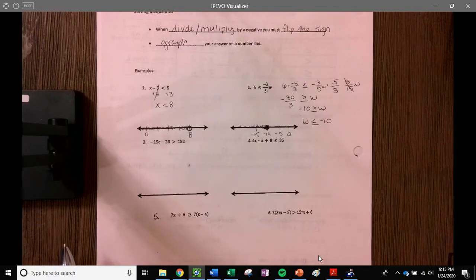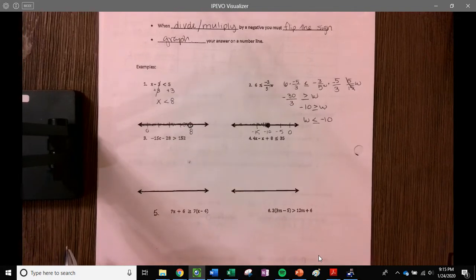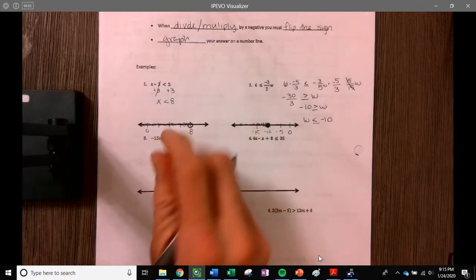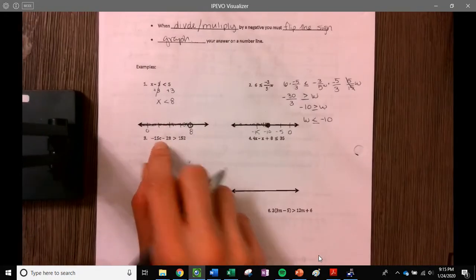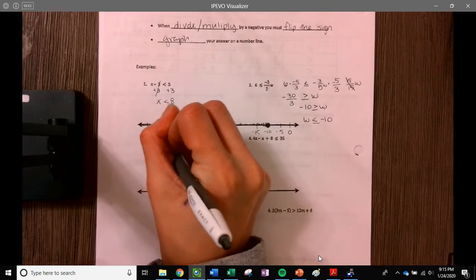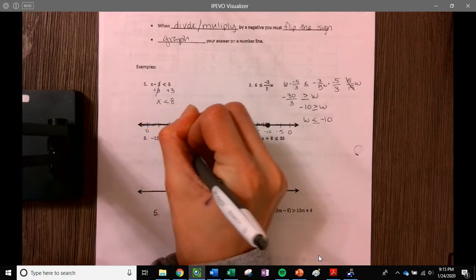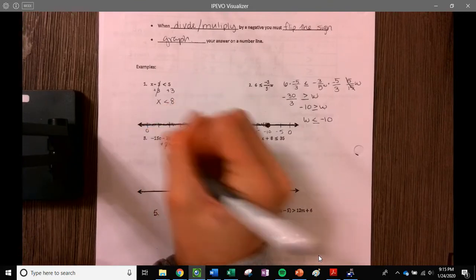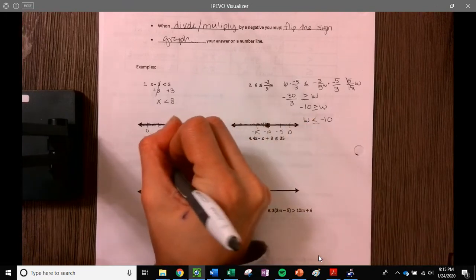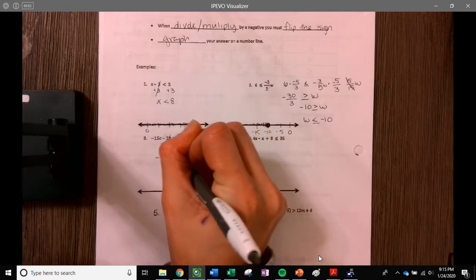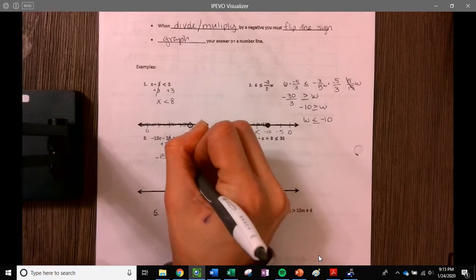-15c minus 28 is greater than 152. All right, so I want to isolate my variable just like in an equation. So the first thing I'm going to do, this is a 2-step, is add 28 to both sides. Now it cancels here. And I have -15c is greater than 180.